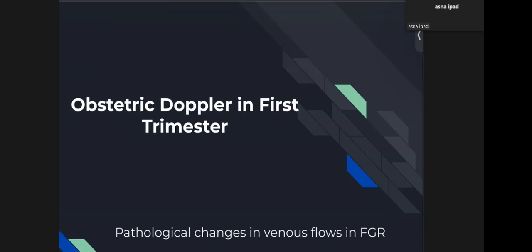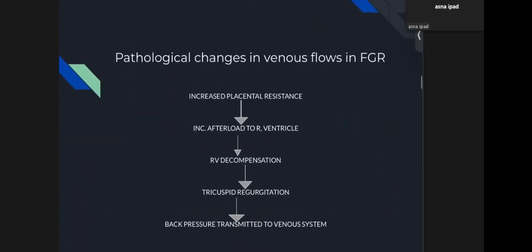The 4 important components of the NT scan are the NT (nuchal translucency), the nasal bone, the ductus venosus, and tricuspid regurgitation. These 4 are very important components of the NT scan. Please try to see them whenever you're doing an NT scan.